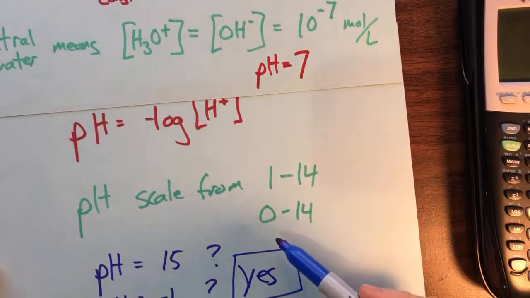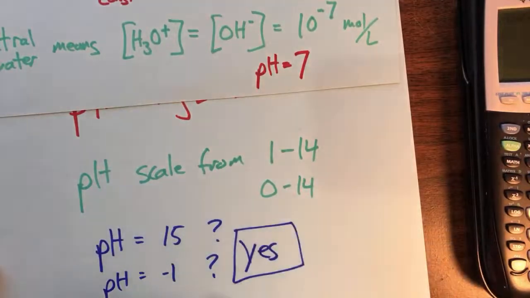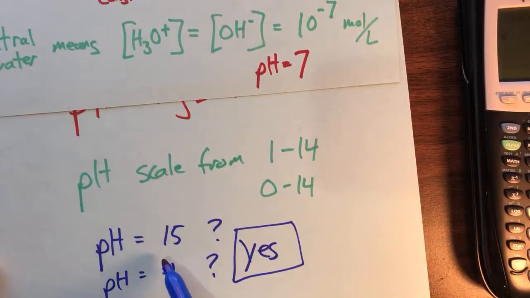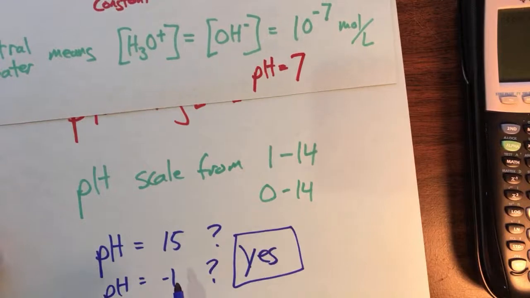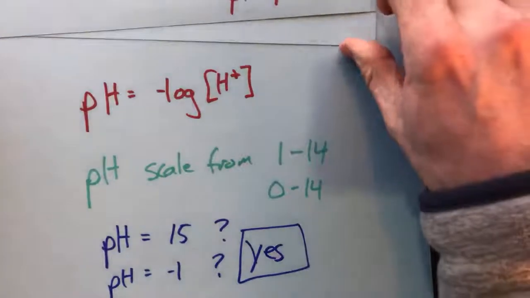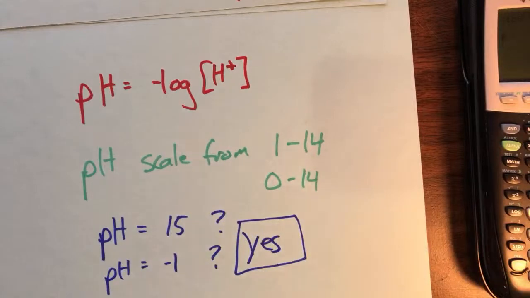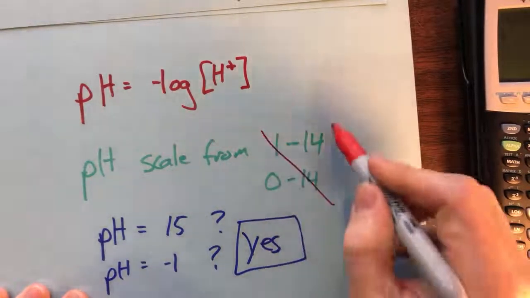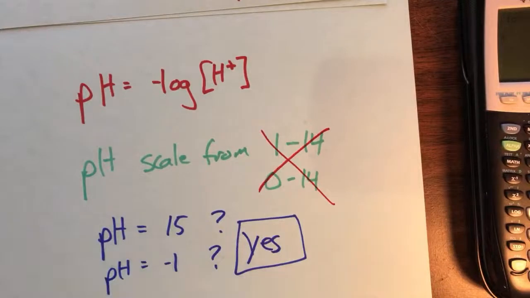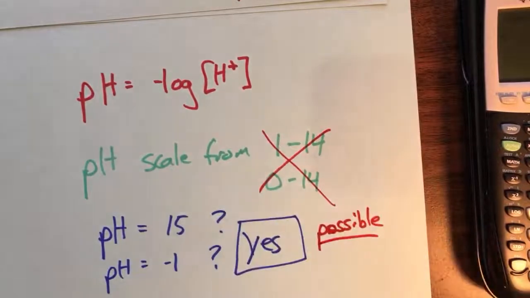You just typically find that things have a pH that's in those ranges, but it is certainly possible to have a negative pH, and it's certainly possible to have a pH of 15 or even more. So pH does not have to be in this particular range. It is true that a pH of 7 is neutral, but it's not true that the scale just goes from 0 to 14. So we're going to go ahead and X that out and say this is possible. Possible to have negative pH, possible to have a pH greater than 14.